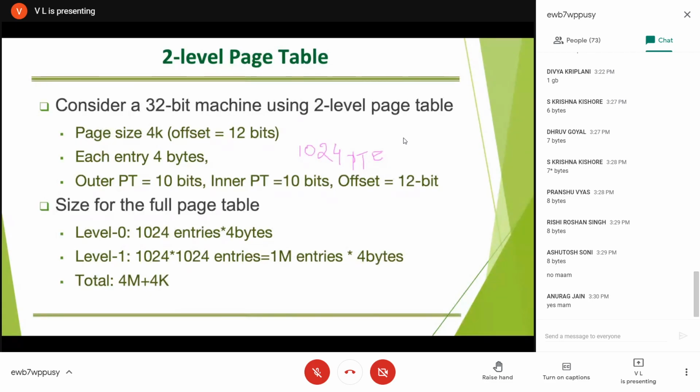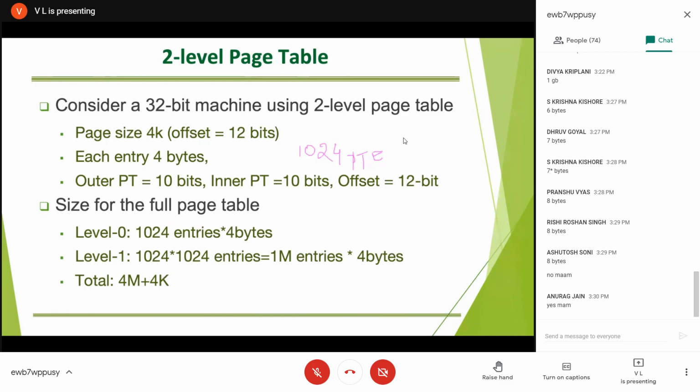So level 0 is pointing to 1024 page tables, and each page table is having 1024 entries, and each page table is requiring 4 kilobytes. So at level 1, you require 4 megabytes of storage. So the total storage that you require is 4 megabytes plus 4K. That is the size of the page table required for a 2-level page table.